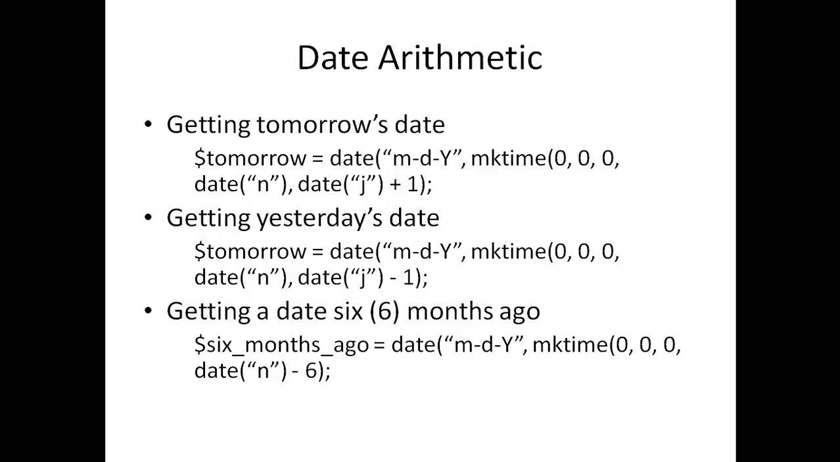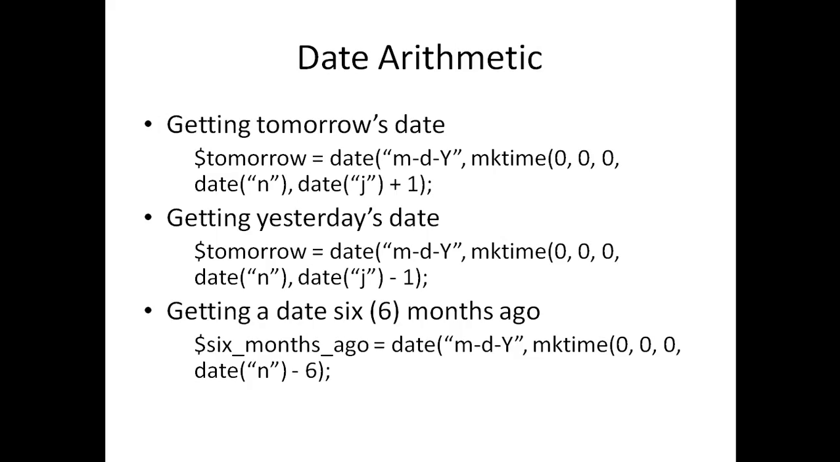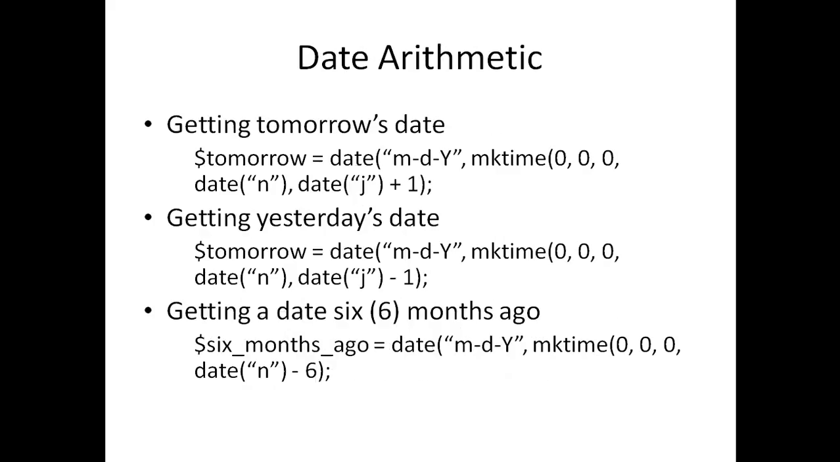If I go back to make time for a minute, I don't care about hour, minute, or second. That's 0, 0, 0. I do care about month and day. And I don't have to pass it year because make time will default to the current year. So 0, 0, 0, month, day plus 1 will get tomorrow's date. Day minus 1 gets yesterday's date.